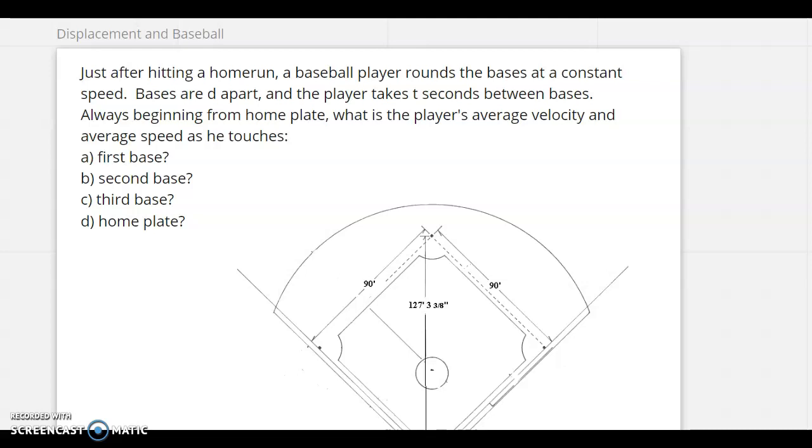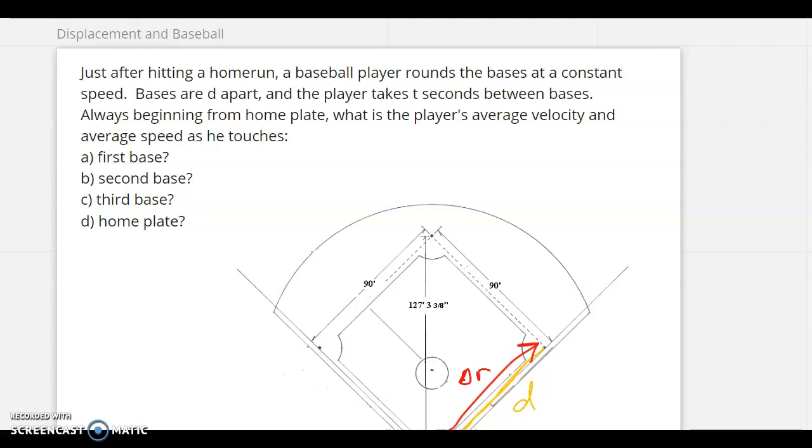It says always beginning from home plate. What's the player's average velocity and average speed as he touches first base, second base, third base, and back to home plate? Okay, so now, we're going to take these one at a time. When the player touches first base, his path looks like that, and his displacement looks like that. Delta R, so that yellow one's the displacement.